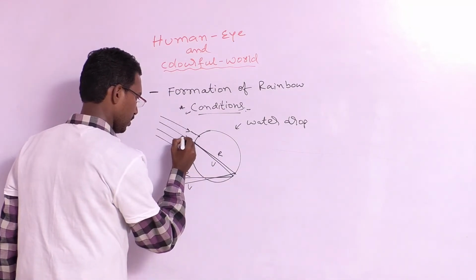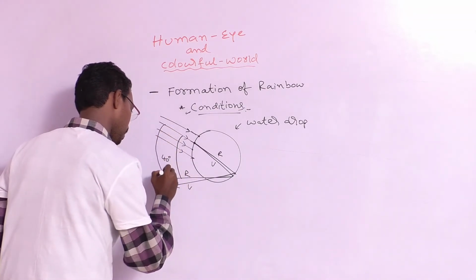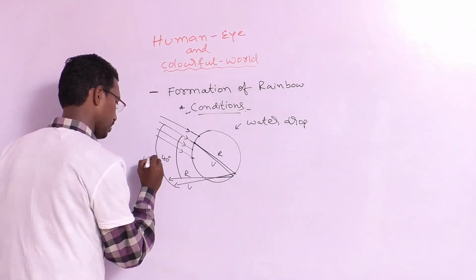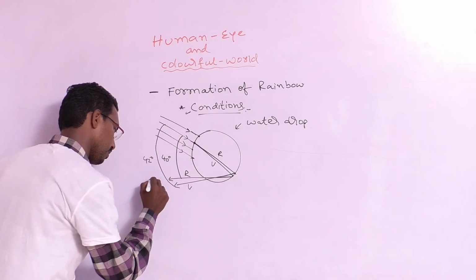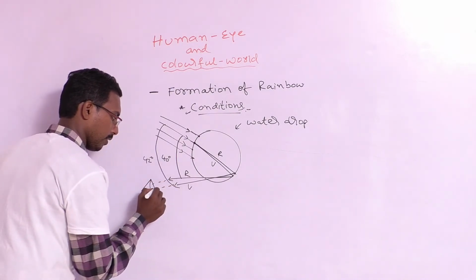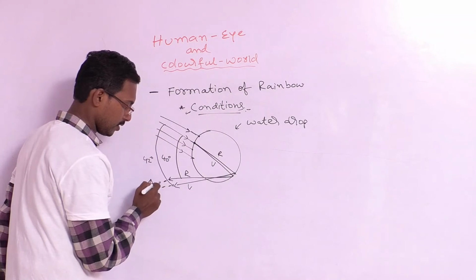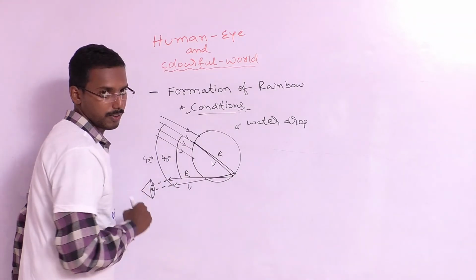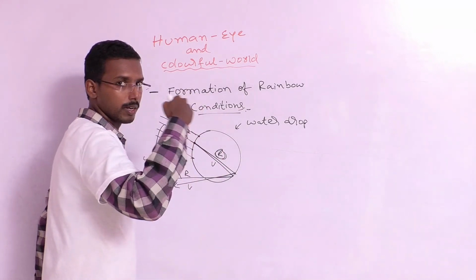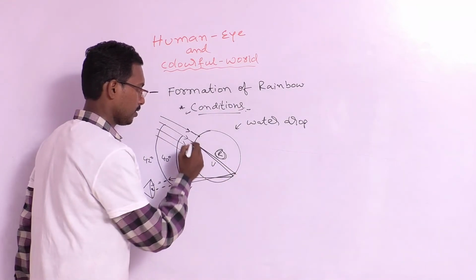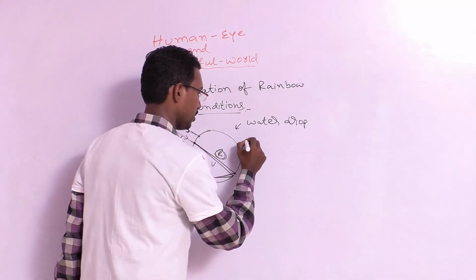If you see, these are two angles: this is 40 degrees as given in your textbook, and this is 42 degrees. So violet is the most deviating color, and with our human eye we are able to see one of the colors. The color which appears to you depends on the angle of vision. It is hard to see the red color. Why? Because it needs a higher elevation angle compared to violet.